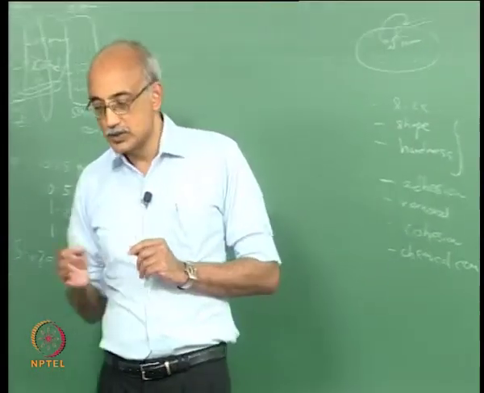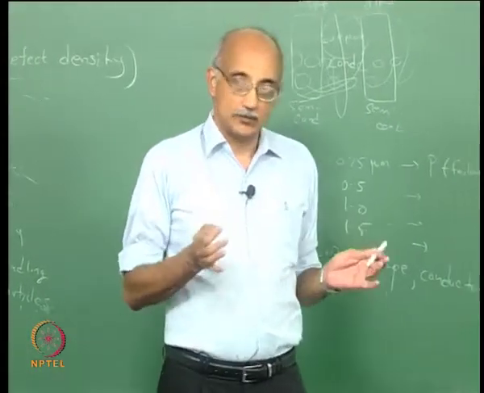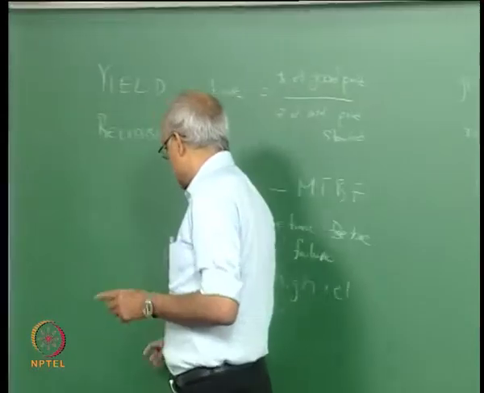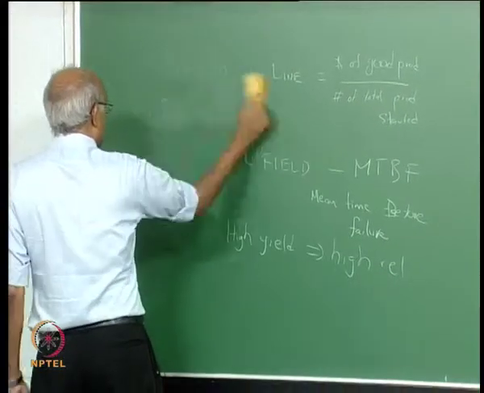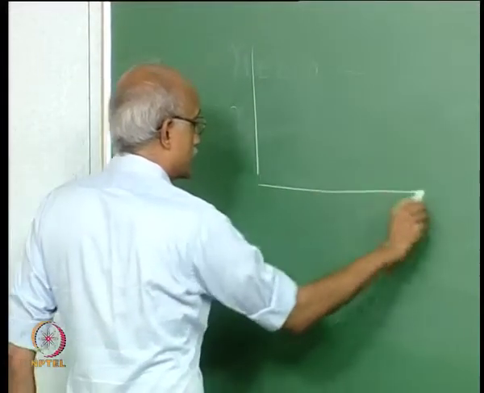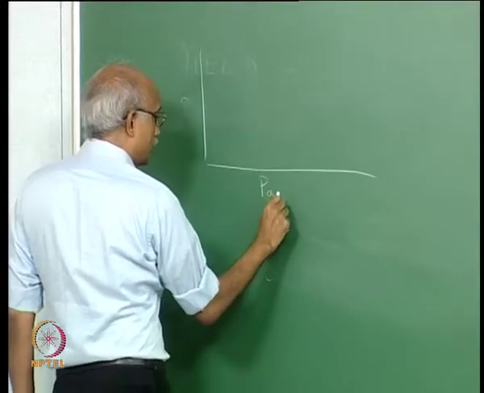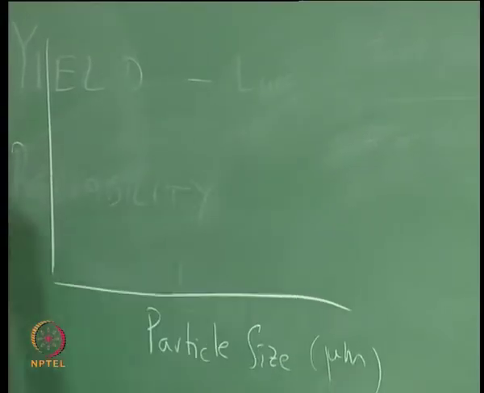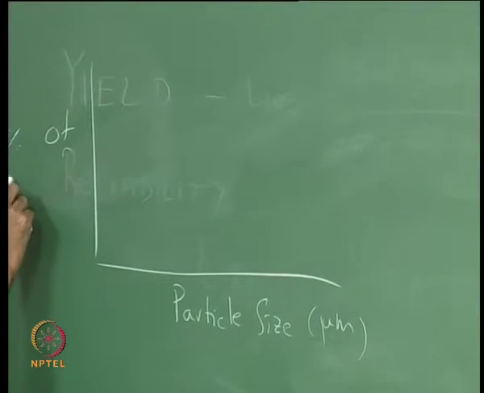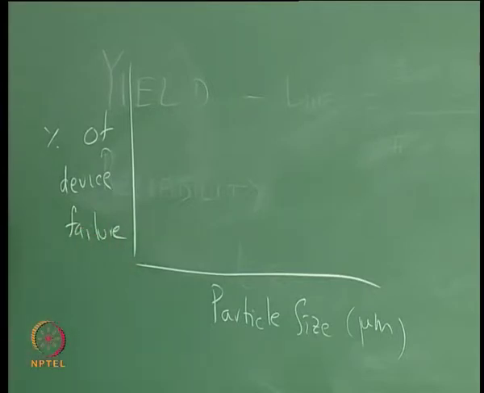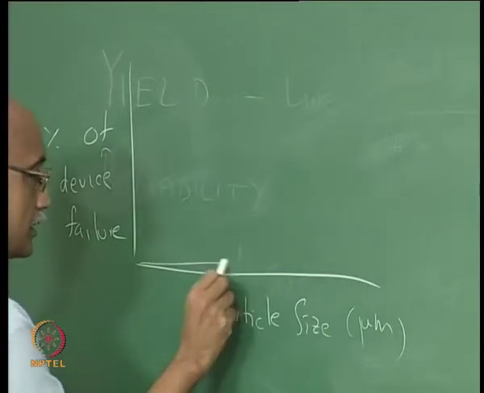So how is this related to the yield that we talked about earlier? How do we tie yield, process yield, to things like defect densities and particle sizes and so on? There is a classic chart that looks like this. If you plot particle size in, let's say, microns versus probability of device failure, it has a very interesting shape. It essentially looks like this.